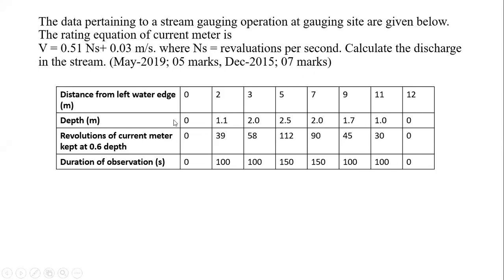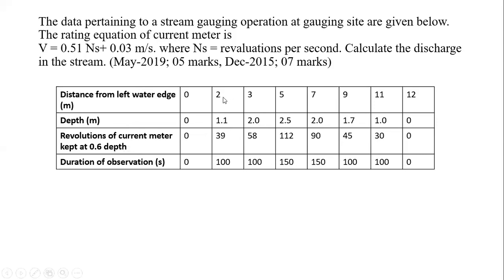The same example. The data is distance from the left water edge in meters: 0, 2, 3, 5, 7, 9, 11 and 12. Then depth of the current meter in meters is given: 0, 1.1, 2, 2.5, 2, 1.7, 1.0 and 0. And revolutions of the current meter kept at 0.6 meter depth. It means the readings are taken only at 0.6, so a shallow river will be there. And that revolutions are 0.